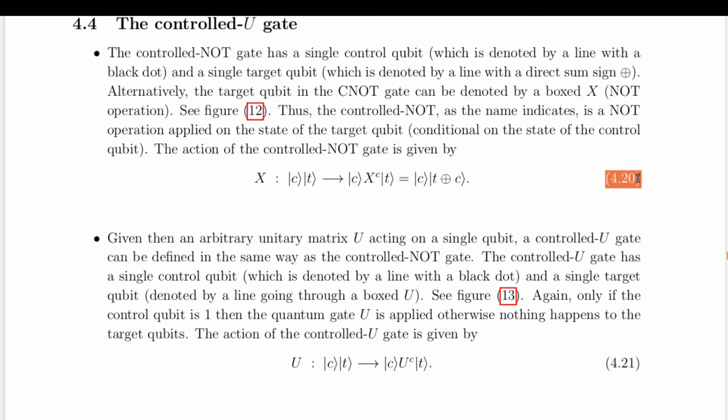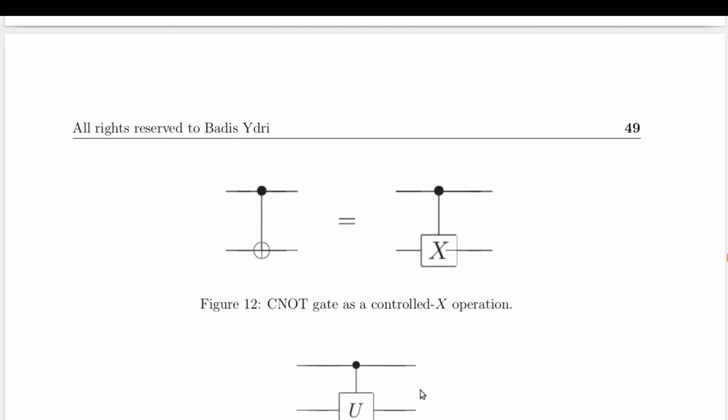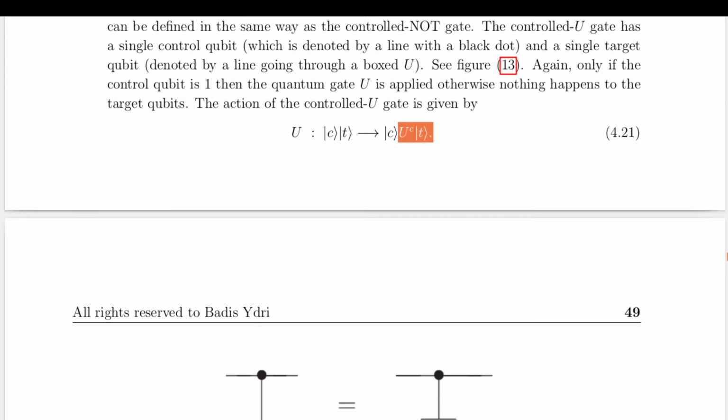Now let's generalize this idea. Instead of applying a simple NOT operation, imagine applying any arbitrary unitary matrix U to the target qubit. This is the essence of the controlled U gate. Similar to the CNOT gate, the controlled U gate has one control qubit and one target qubit. The controlled U gate applies the operation U to the target qubit only if the control qubit is in state 1. This operation is described mathematically in equation 4.21.